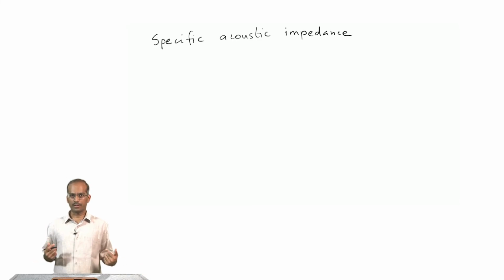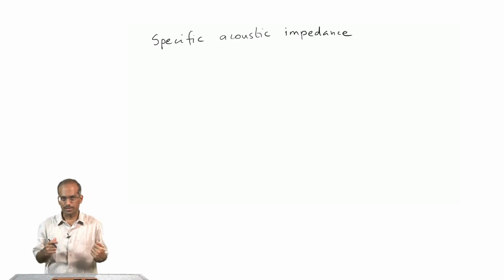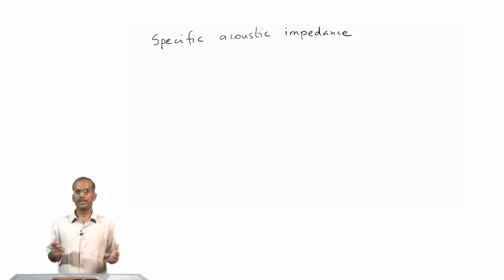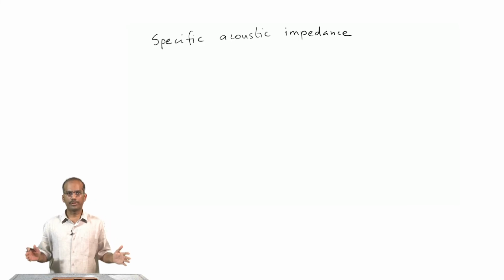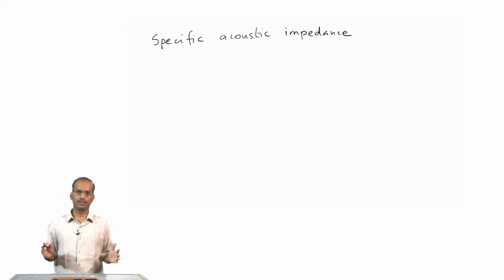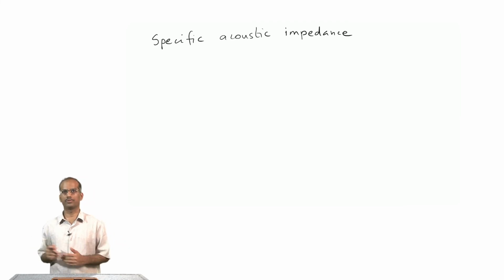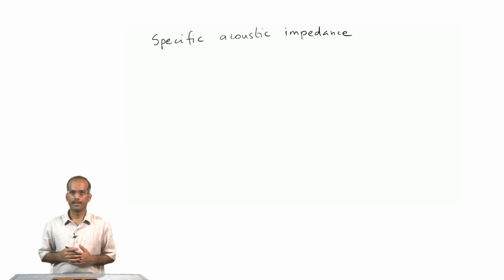So, here we are talking of pressure disturbances flowing through the medium of air. So, air is going to oppose the changes and the pressure disturbances that is flowing through air.